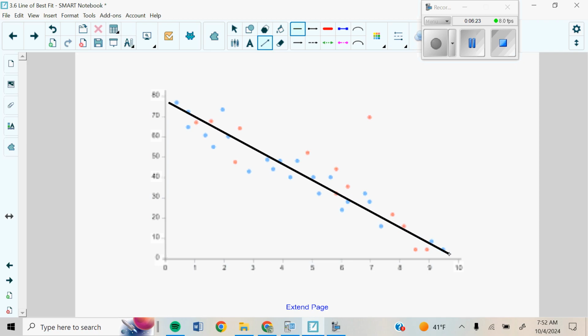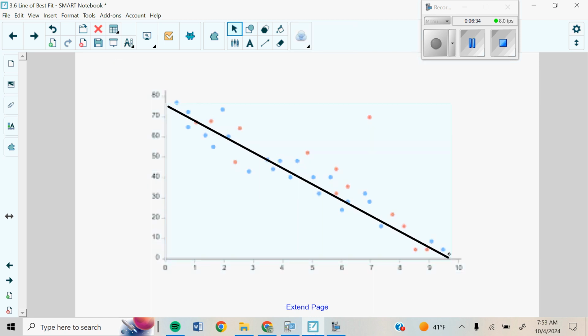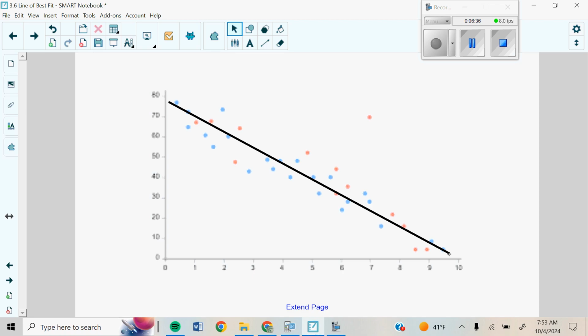Actually, I don't think that one's too bad. So again, your goal is to fit your data the best you feel. Maybe you'd want to move it down ever so slightly. You can be a little bit different from each other.